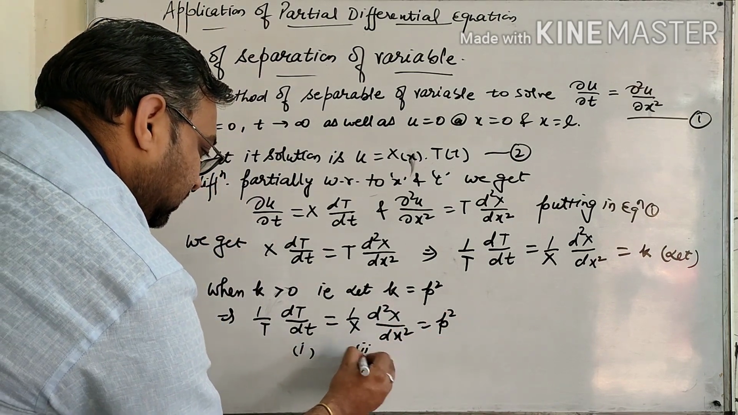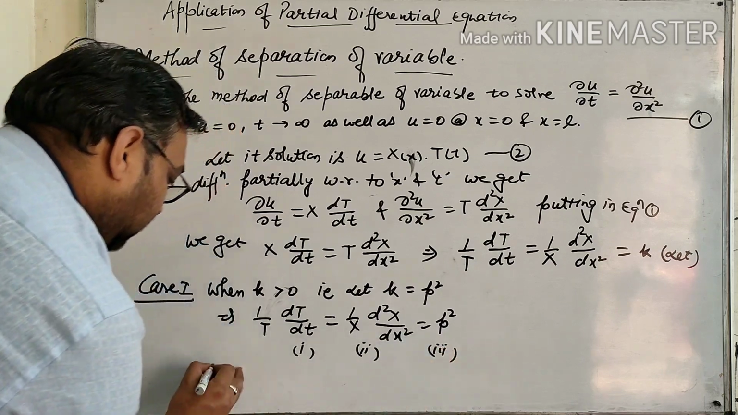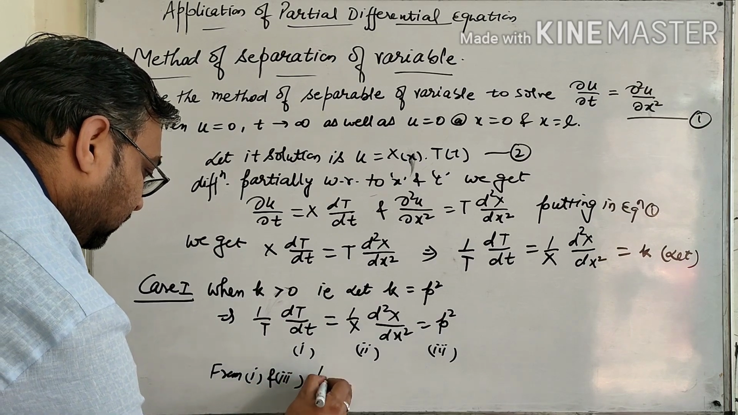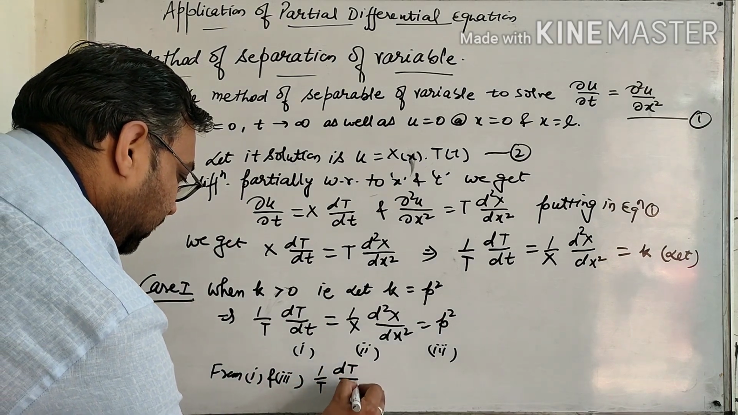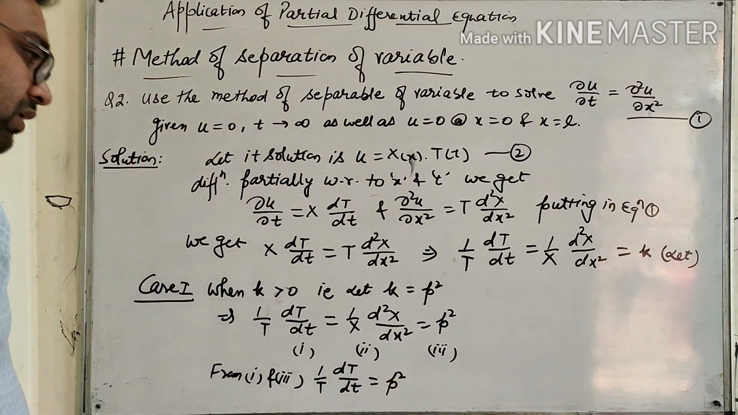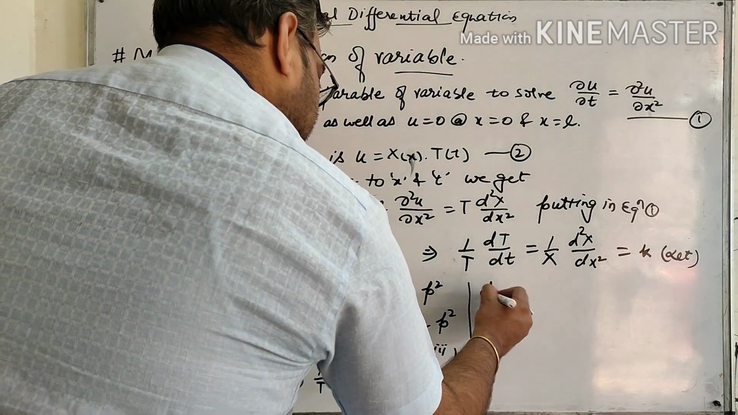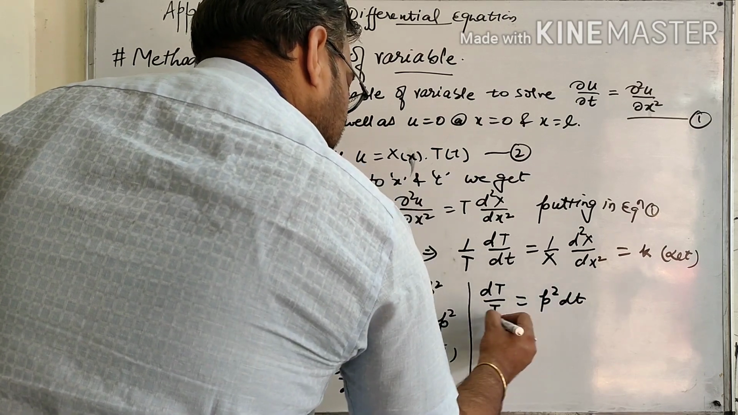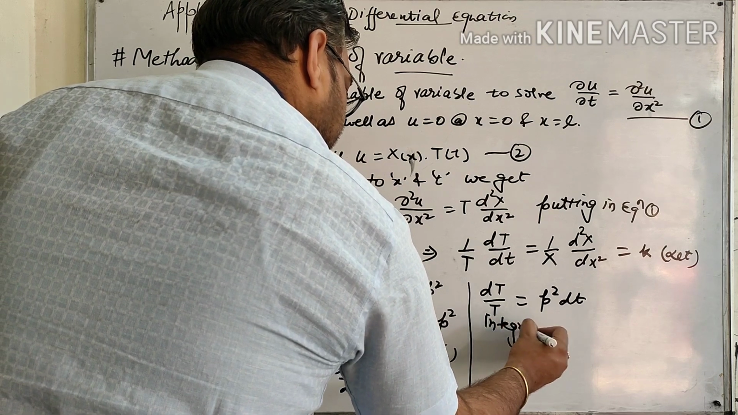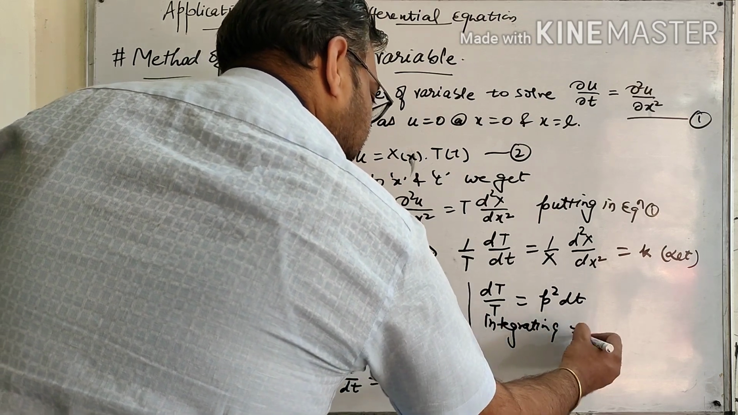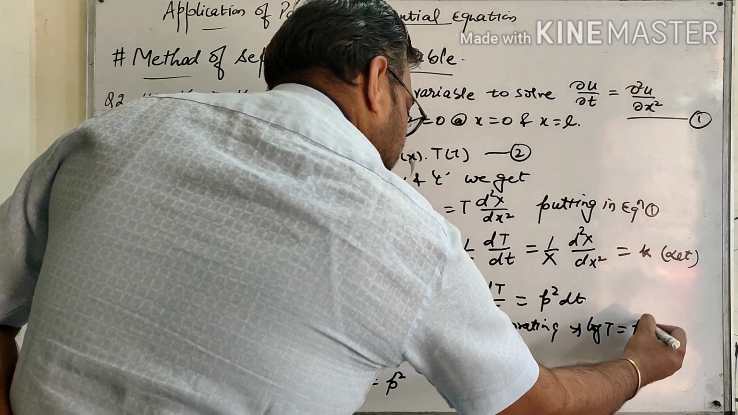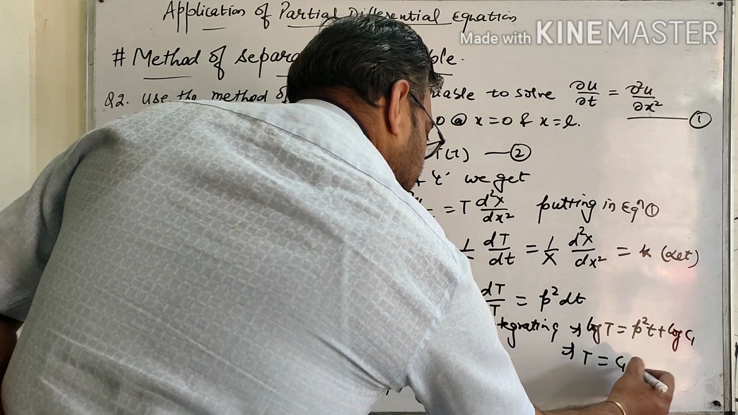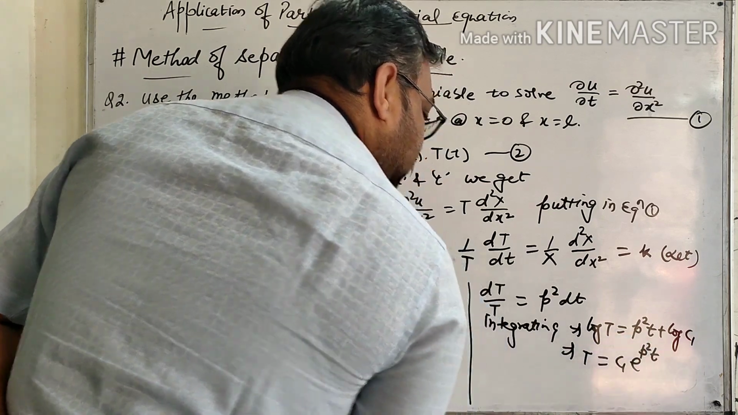Let it be first, second and third. So from first and third, 1 upon T, dT upon dt is equals to p square, or we can write it as dT upon T is equals to p square dt. So directly integrating, log T equals p square t plus log c1, or T equals c1 e raised to power p square t.